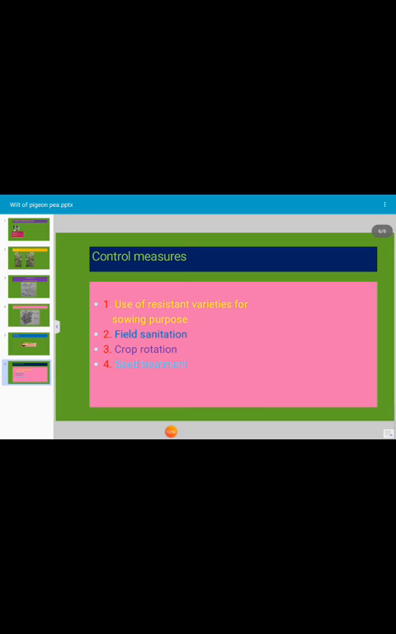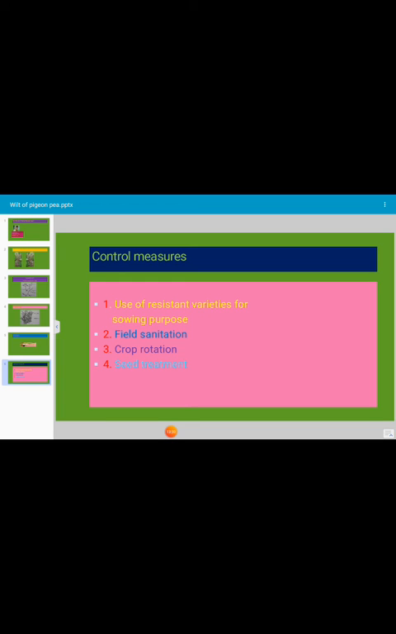Next, let us see the control measures of the disease. For the management of the disease, we have to use resistant varieties. Use resistant varieties for sowing to avoid the disease. Second thing, field sanitation. Before sowing, you have to clean the entire field, remove all plant debris from the field and burn it away from the field. This is field sanitation. This can reduce the disease intensity. 100% management of this disease is difficult.